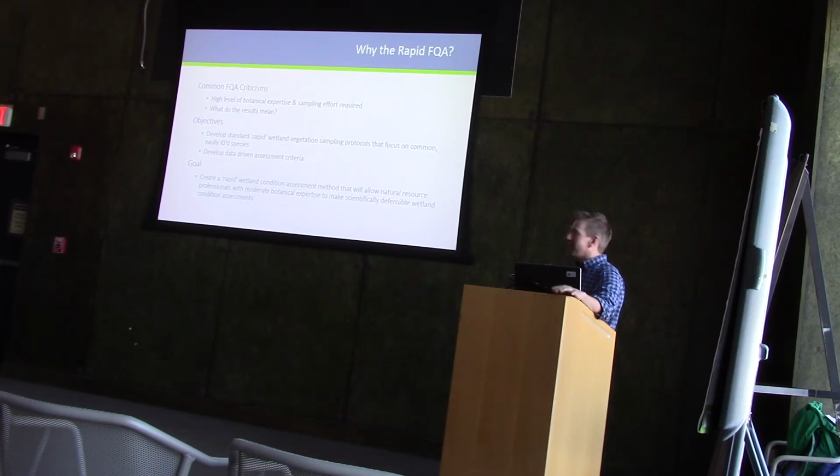So our objectives were to develop a rapid wetland sampling protocol that's going to focus on the more common and easy to ID species, as well as develop some data-driven assessment criteria to meet those criticisms. And so in the end, our goal is to create this rapid condition assessment method that's really targeted for hopefully a lot of folks in the room here: wetland professionals that have a moderate level of botanical expertise. Like you've been working in the field for a couple of years, and you're familiar, at least for a few types that you go to, with the more common, easy to identify species. It's not necessarily meant for somebody straight out of school. Usually they have to have a little experience under their belt.